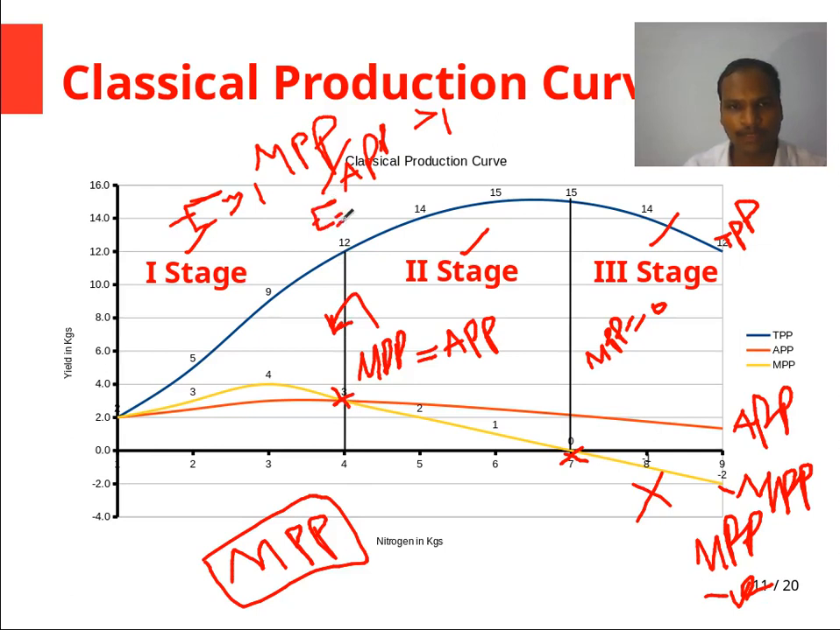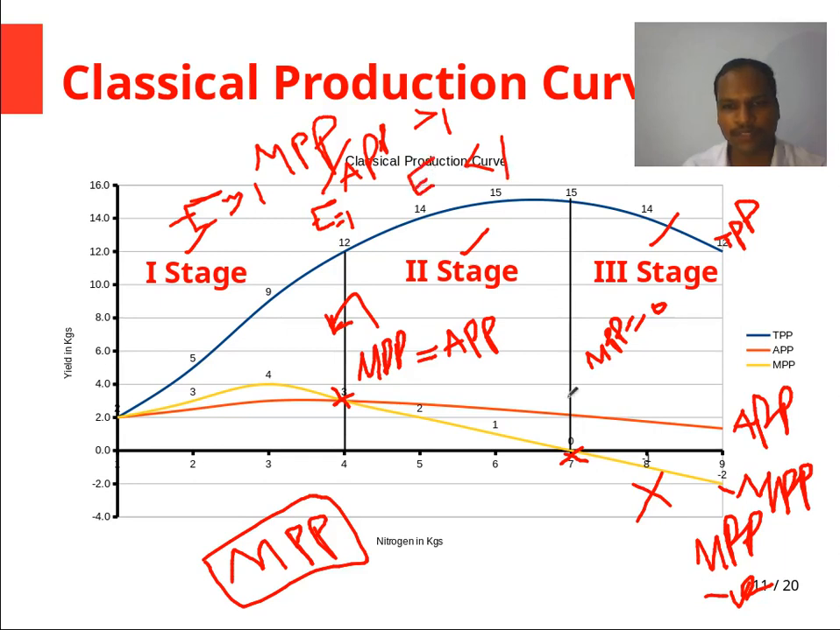When MPP and APP are equal, the elasticity will be 1. Then in the second stage, we can see that the orange line, that is APP, is higher than MPP. So when APP is higher and MPP is low, we get a value less than 1. So here the elasticity is less than 1.